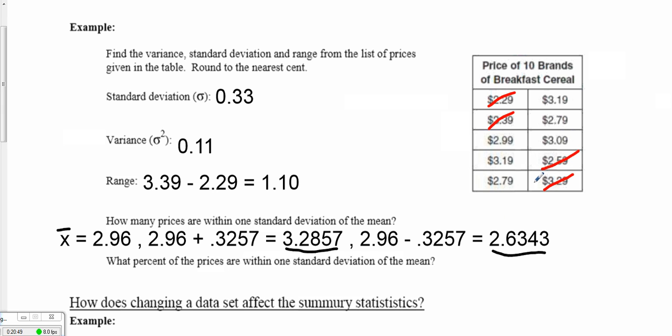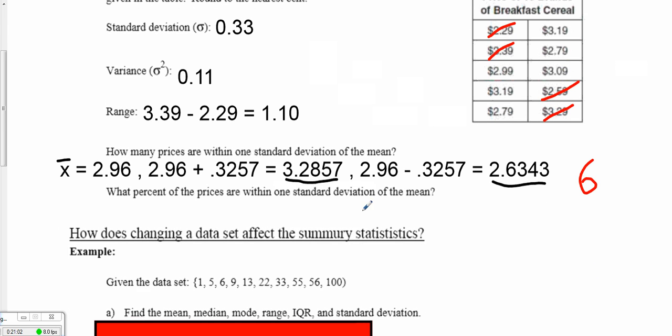So we would count up then which ones actually do work. So we would say 1, 2, 3, 4, 5, 6 of them will actually work. 6 are within our range. What percent of the prices are within one standard deviation of the mean? Well, 6 out of 10 work, so we would say 60% actually work.